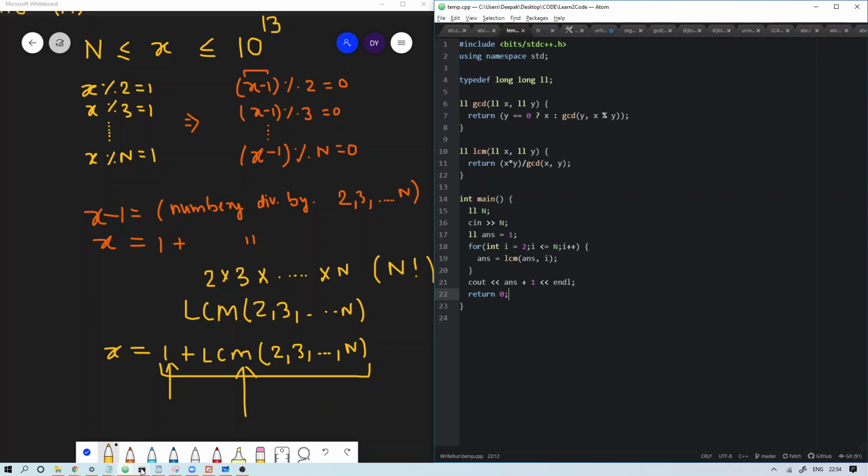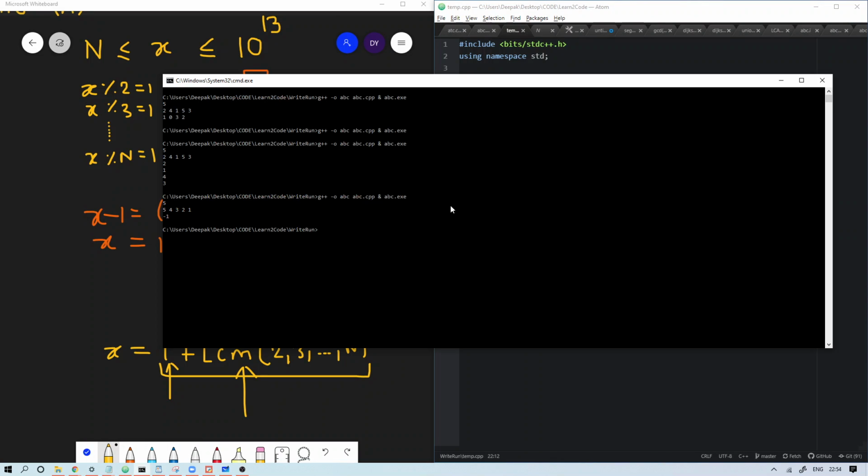Let us check this for one example. If n is 4, it is giving 13 because the LCM of 2, 3 and 4 is 12, and you have added 1 to get 13.